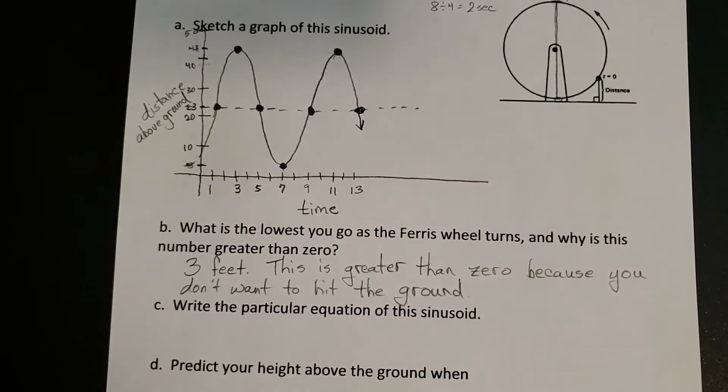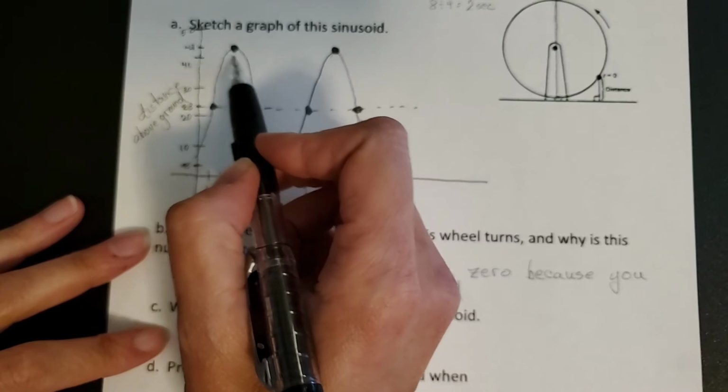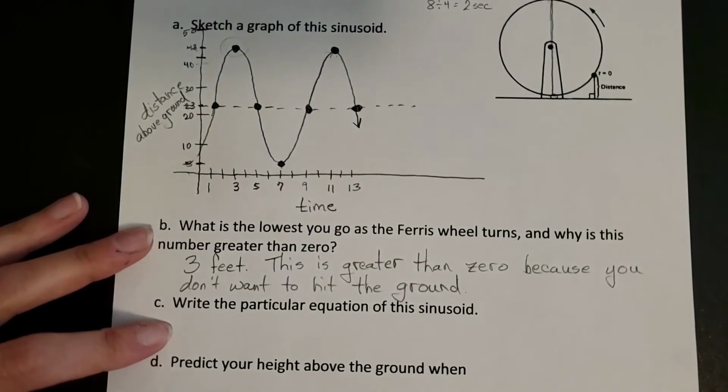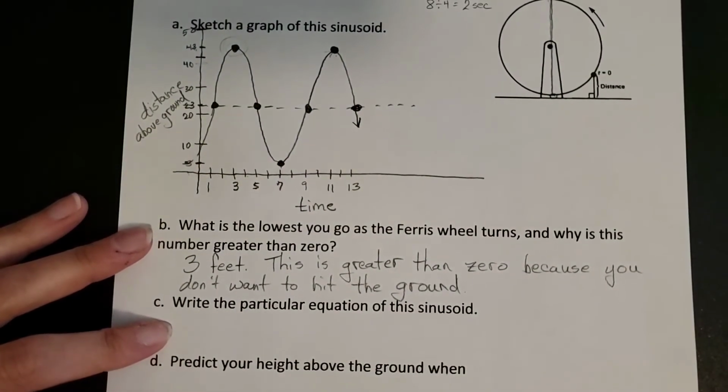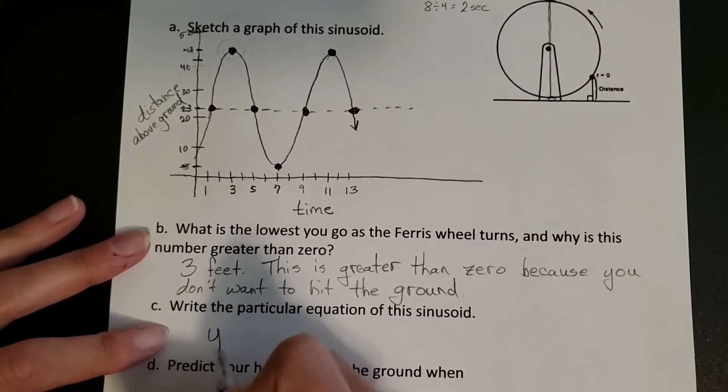Now we want to write the particular equation of this sinusoid. So it can be a sine equation. It can be a cosine equation. Depends on what you want to do. So I think I'm going to do a cosine just because I know this point, this was the point that we started with. It was a maximum. And so that makes me want to write a cosine equation. But you can write a sine if you want.